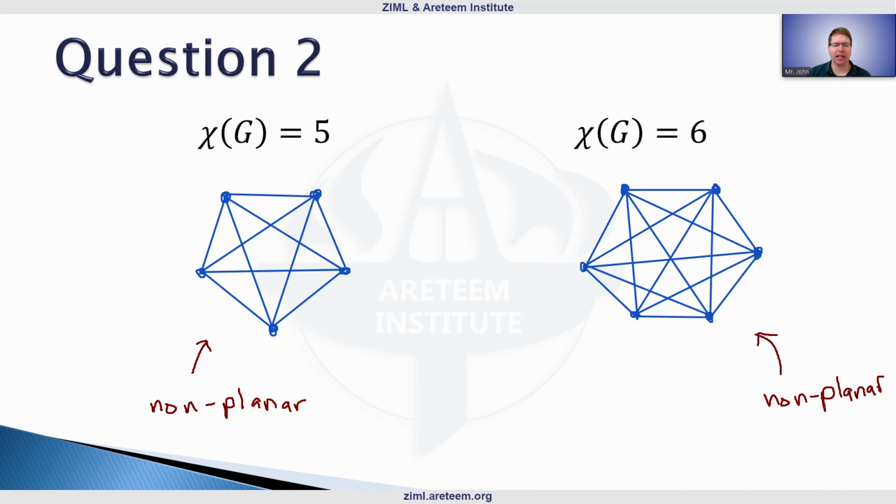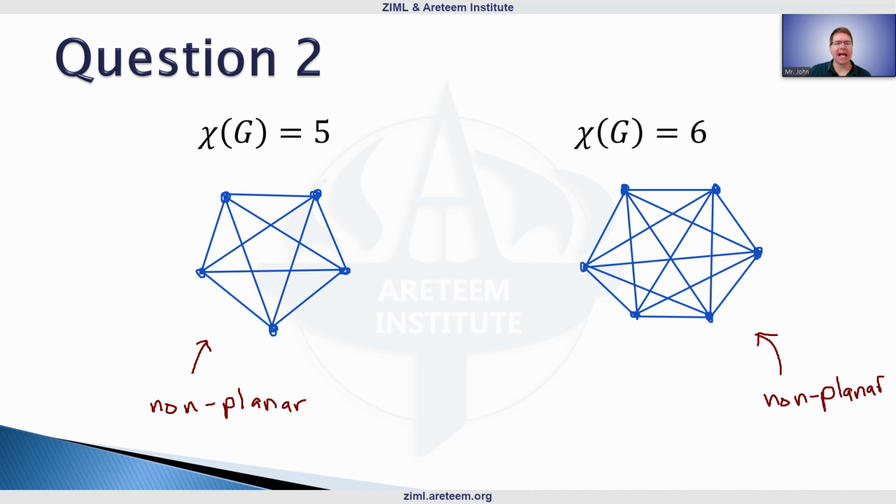In fact, once you prove that the 5 vertex one is non-planar, it should be obvious that the 6 vertex one is, because inside of the 6 vertex one, if you just deleted one of those vertices, you'd still have the 5 vertex one. And that's getting at some of the more complicated things going on here.